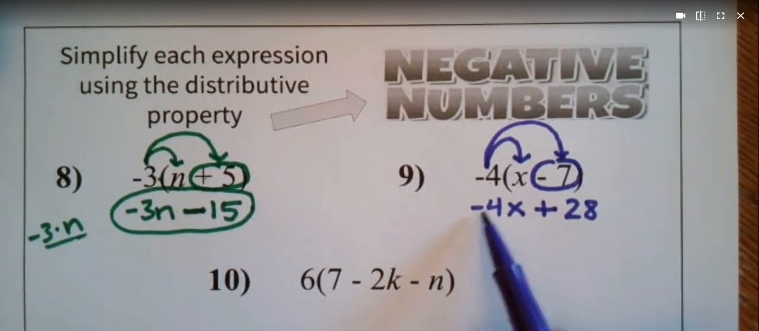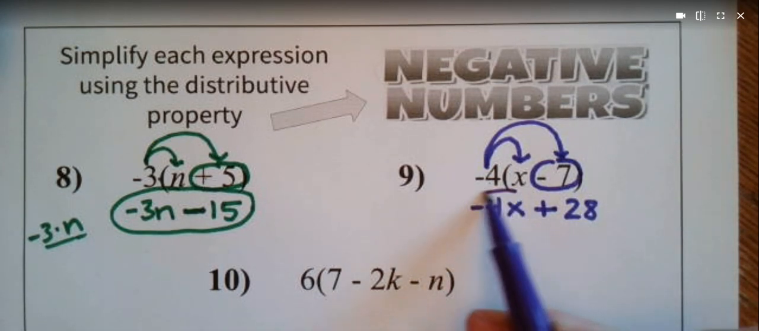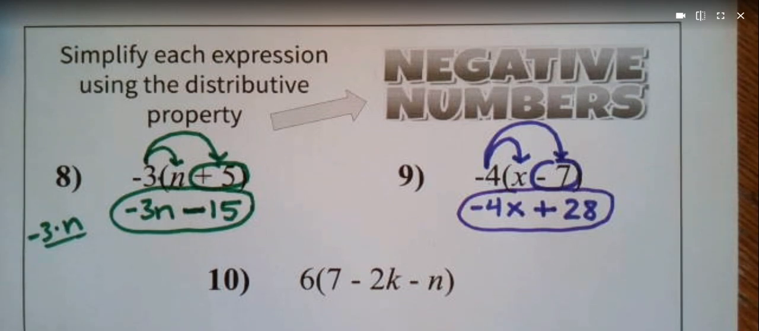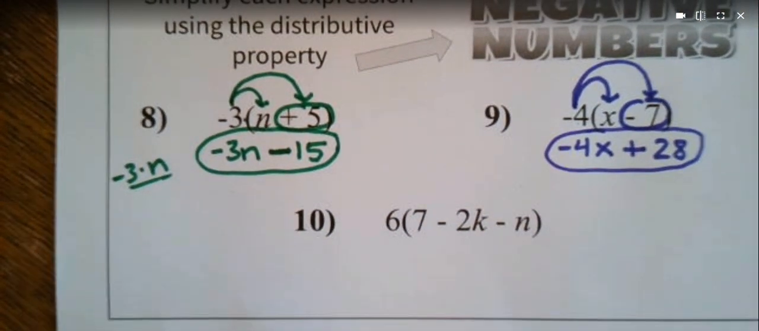Now I look and see I got negative 4x plus 28. Can I combine them together? Nope, there's not an x here. They're not like terms. So this would be my simplified expression. Notice that by applying the distributive property, I no longer have parentheses.